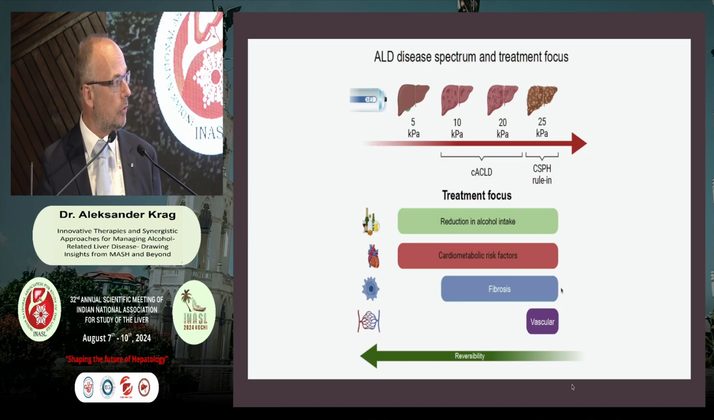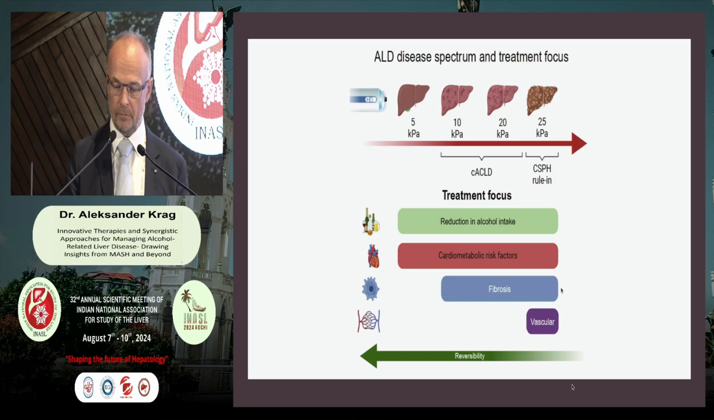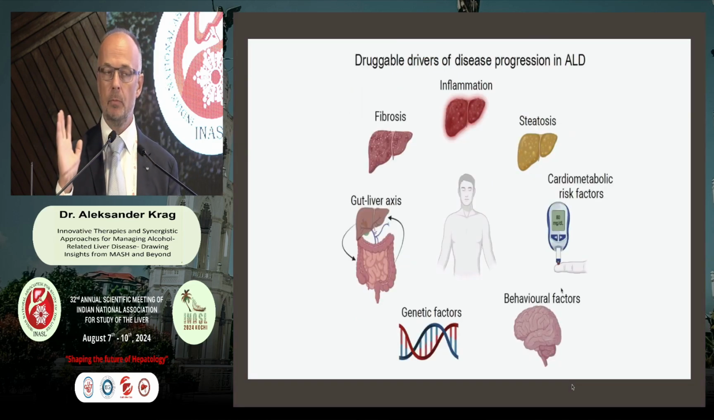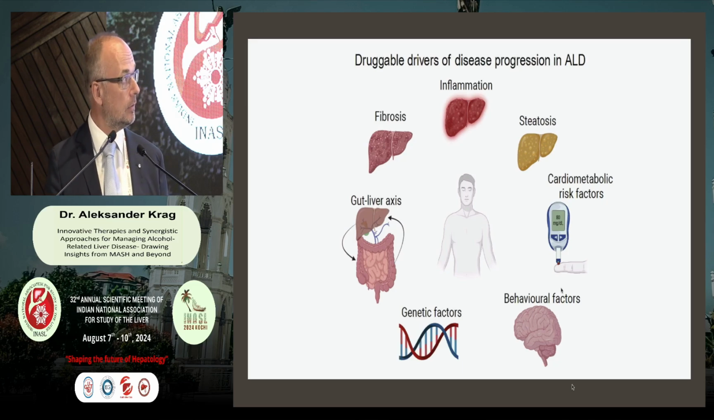But it also denotes the earlier you get, the higher the proportion of reversibility. Okay, what can we actually then target? There are a bunch of things we can target. We can target steatosis, but probably not so important.